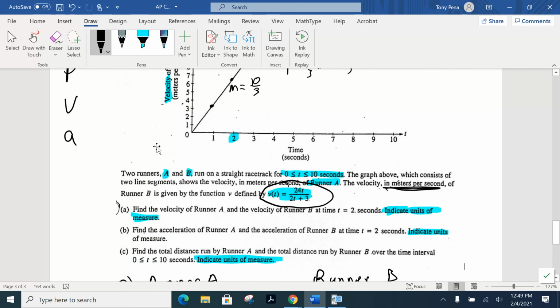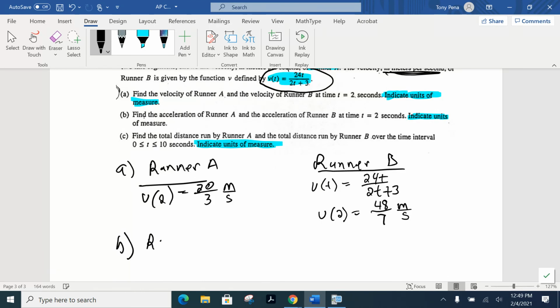All right, let's try to get B done, because runner A should be really, really easy. Write down what you think the acceleration of runner A is at 2 seconds. Not 1/3. Where'd you get 1/3, Emma?